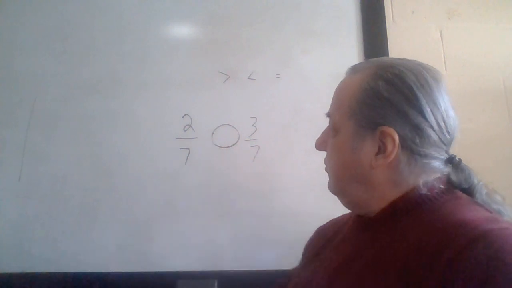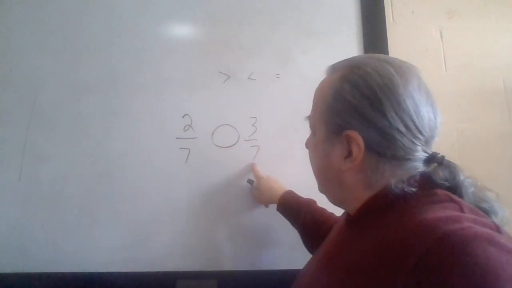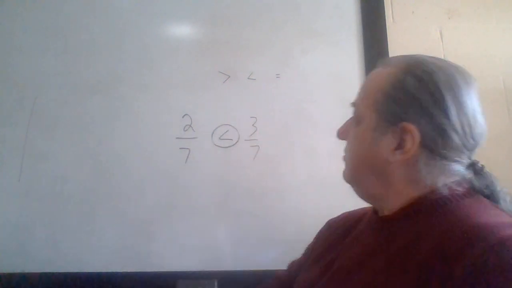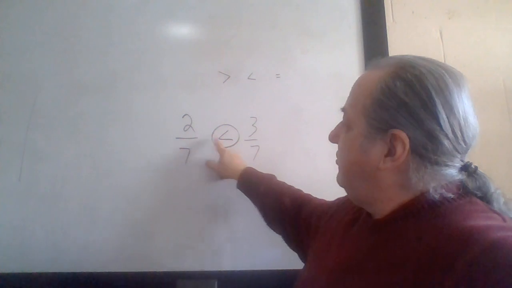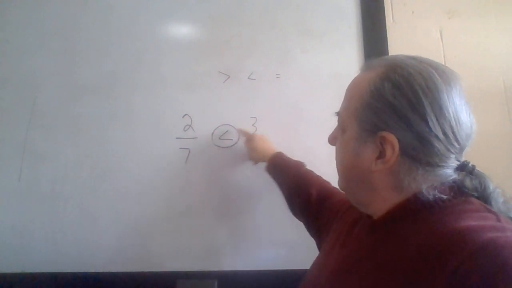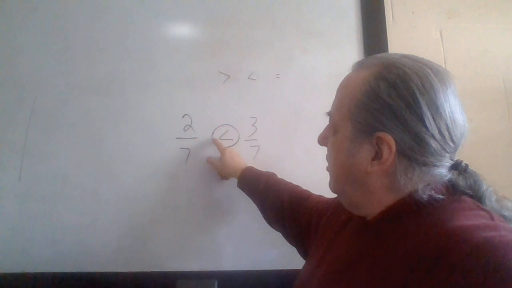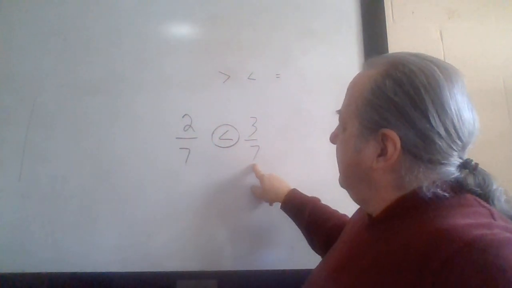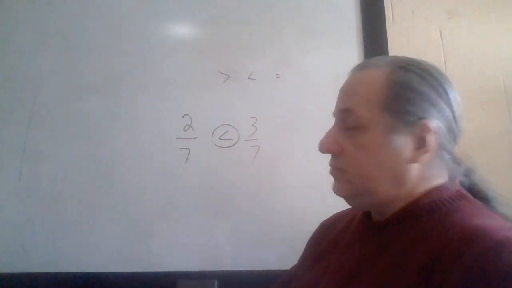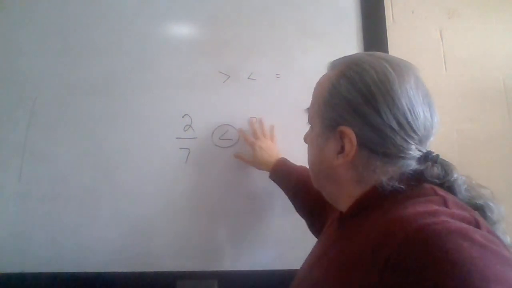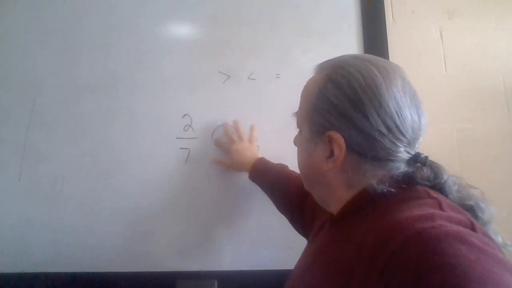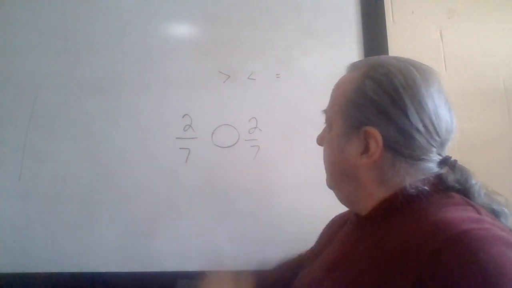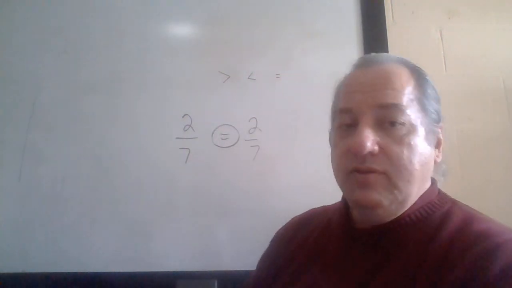This is the easiest of them, because if the denominators are the same, the bigger numerator is the bigger number. So this problem would be a less than. 2/7 is less than 3/7. Remember, the alligator eats the bigger number and avoids the smaller number. So if the denominators are the same, the greater fraction is the one with the larger numerator. Obviously, that's pretty intuitive too, because if I change it to have the same denominator and same numerator, then your answer would be those are equal.